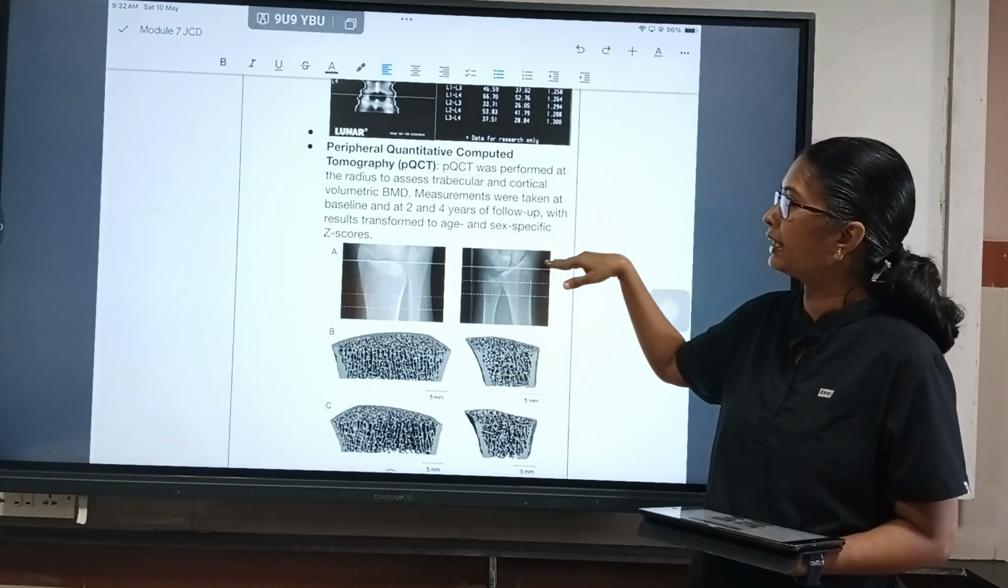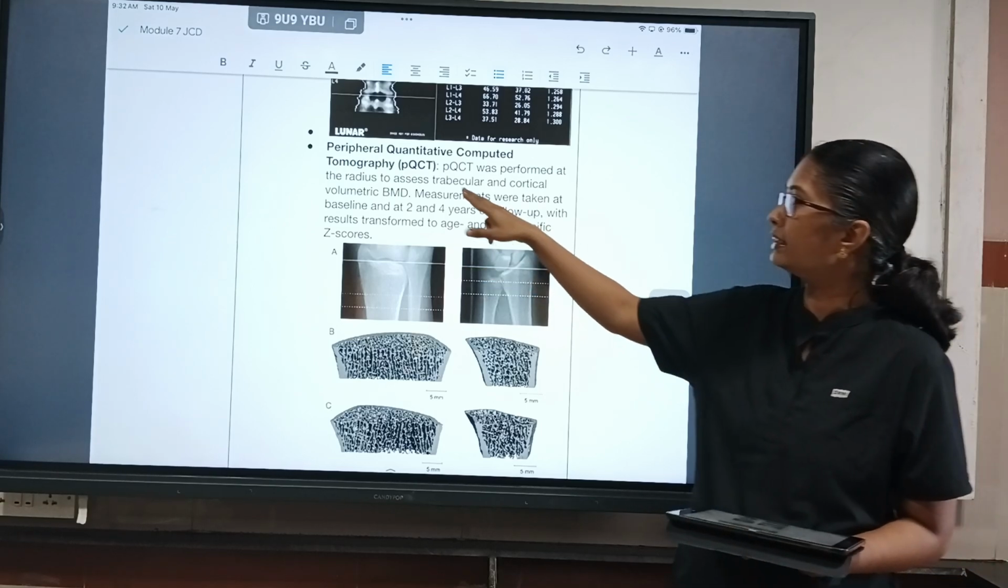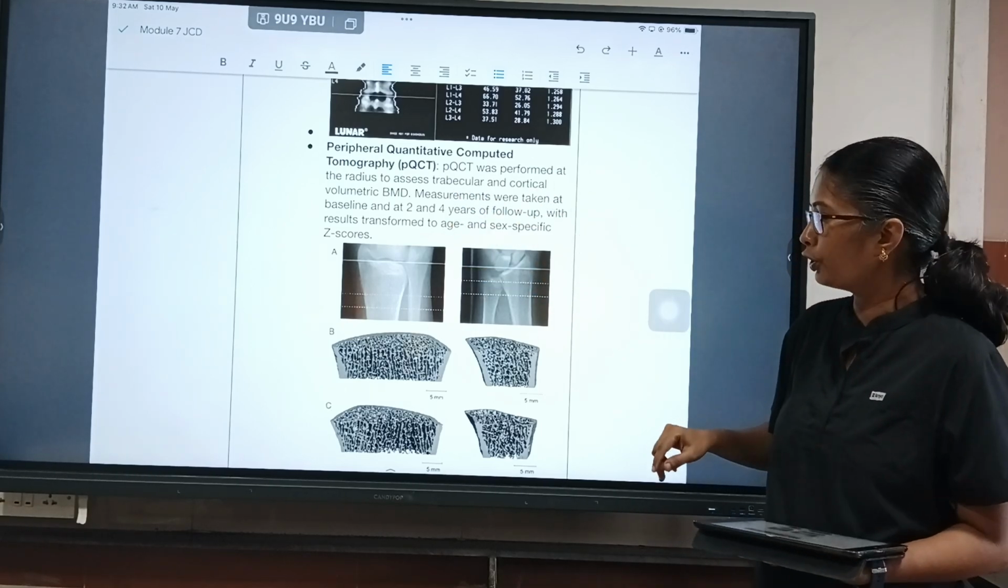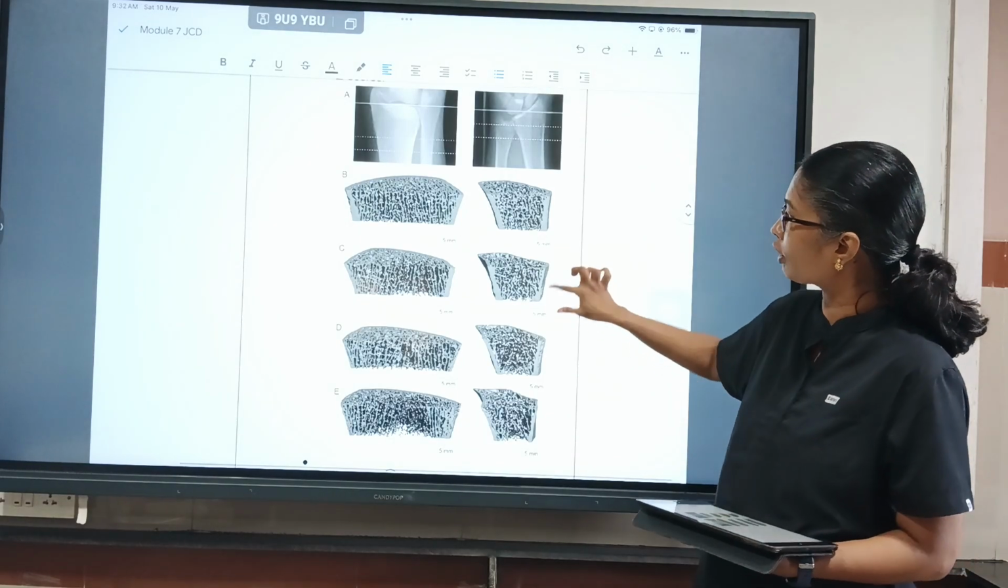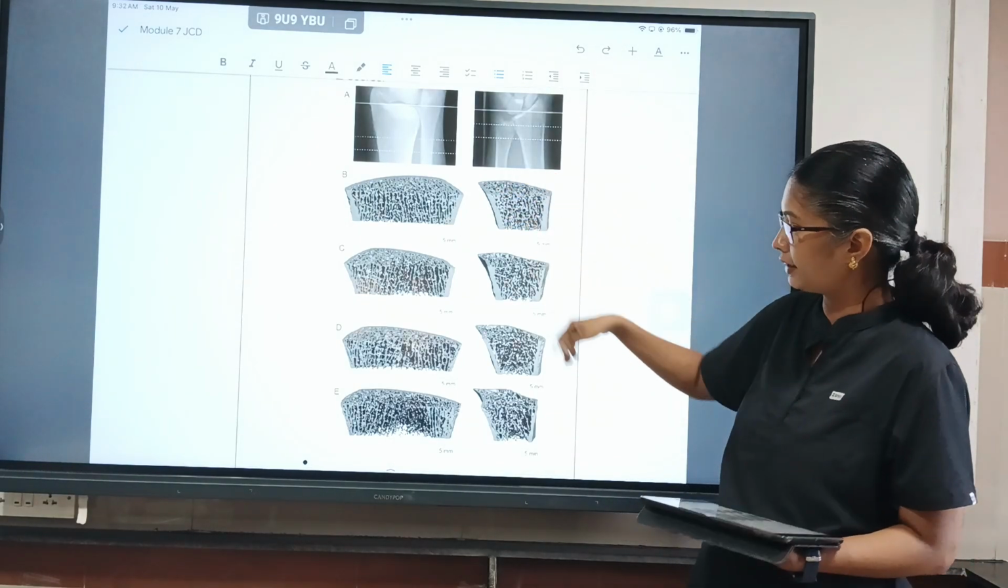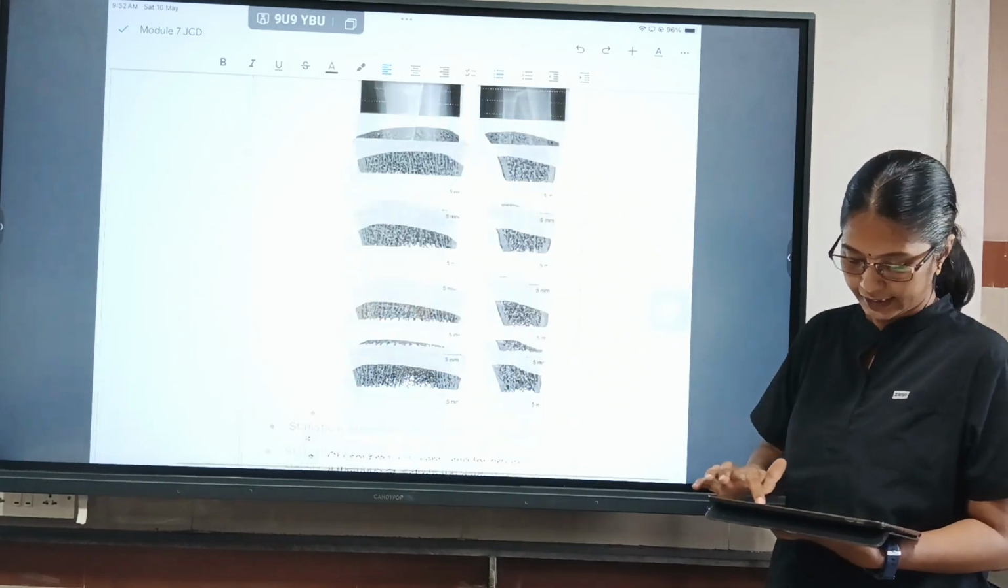So when we take peripheral quantitative measurements, we can see the trabecular as well as the cortical volumetric area. Here we can see the cortical bone, which is thicker, and the trabecular, the inner one, and we can measure how the density is.